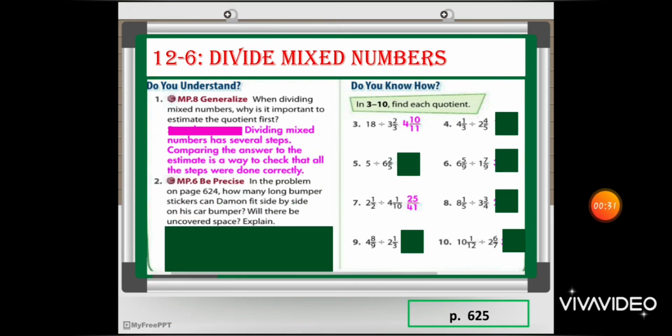Well, dividing mixed numbers has several steps. Comparing the answer to the estimate is a way to check whether your answer is correct or reasonable.